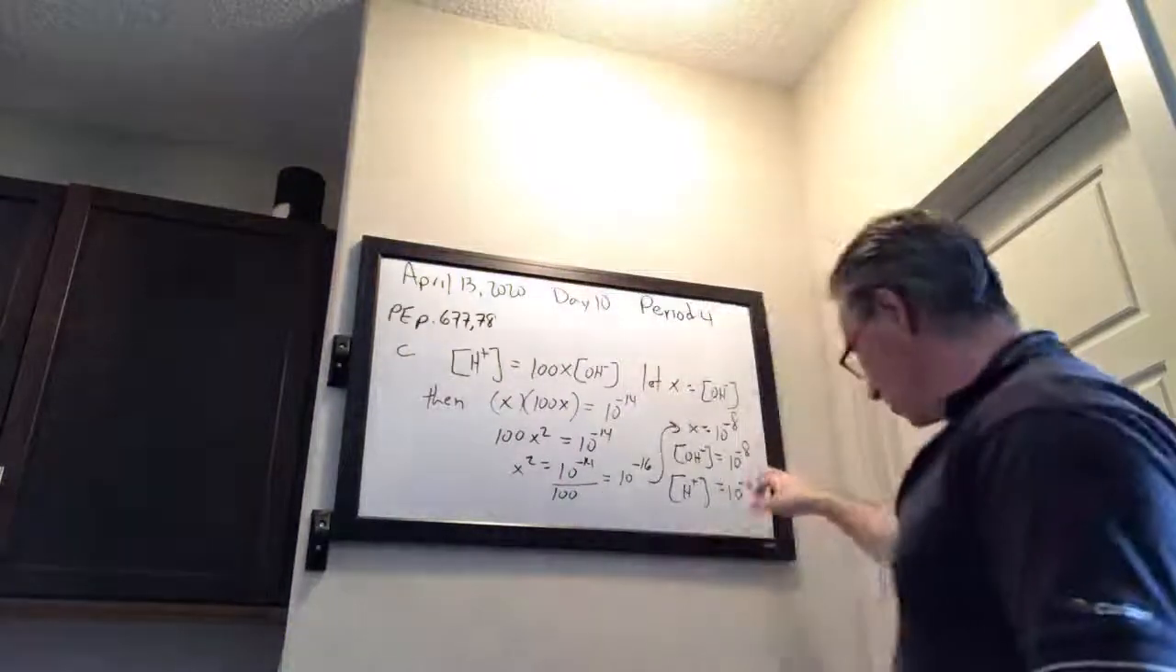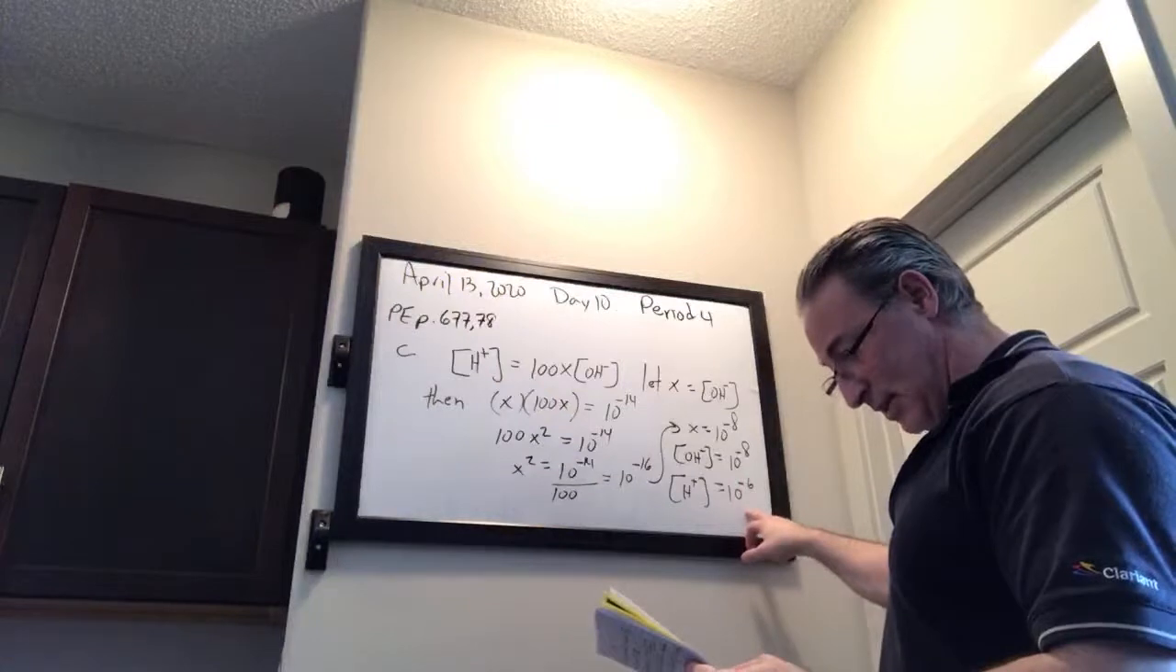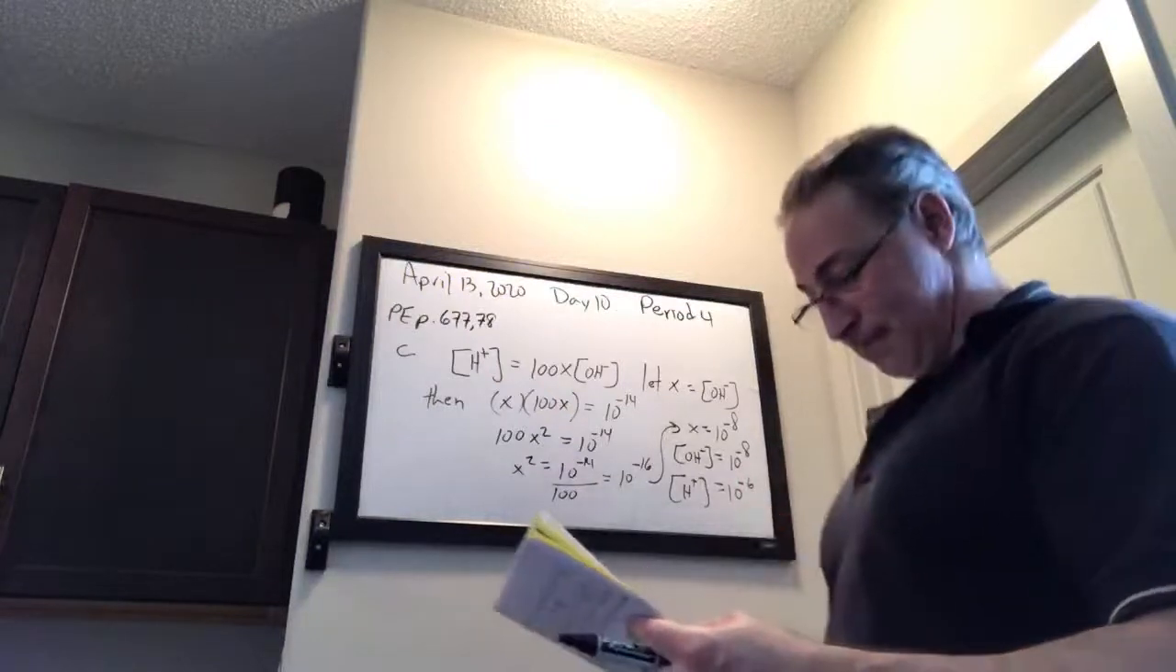So that concludes that calculation. You get 10 to the negative 8 and 10 to the negative 6. So, yeah, that was a cool question.